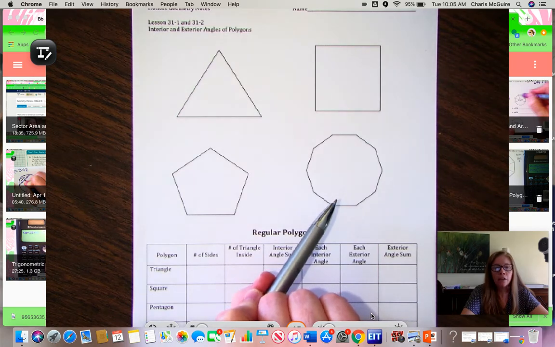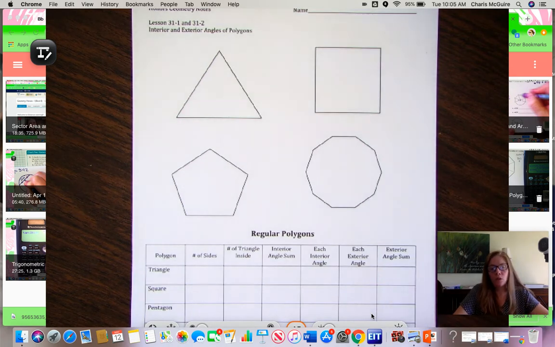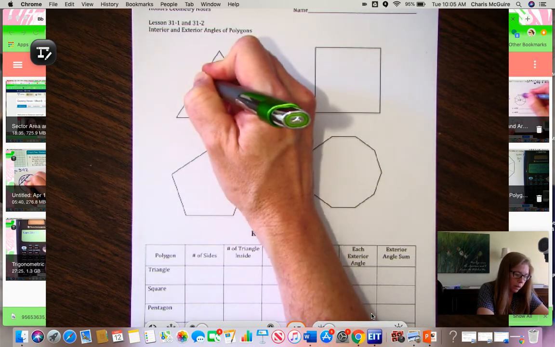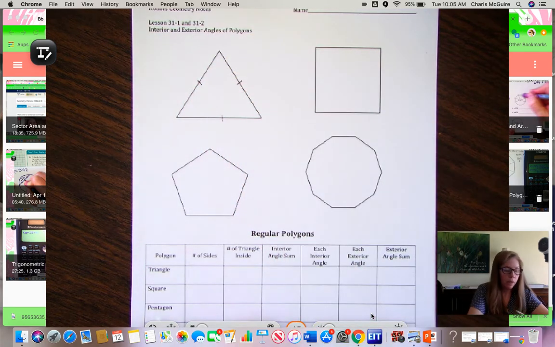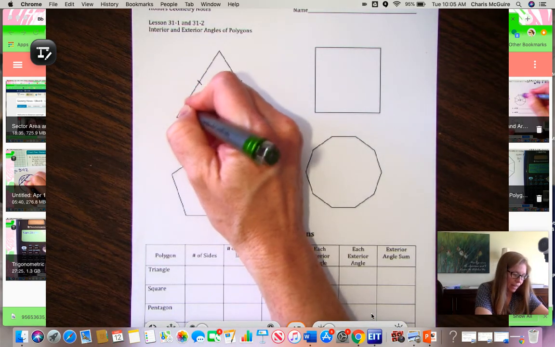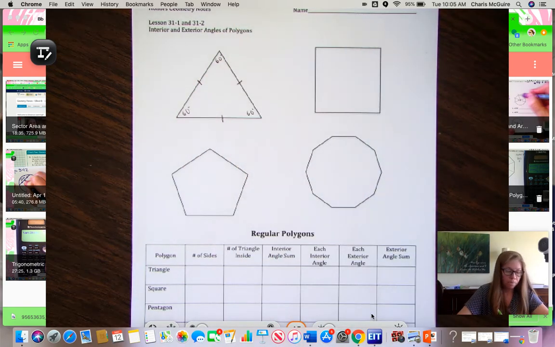We're going to take a look at these figures and fill in the chart below us. Our goal is to find out what's true about all regular polygons and how the interior and exterior angles relate to each other. We're going to start with our triangle. You know all of these sides are congruent, so we can put little tick marks on them. And you should know how big each angle is: 60 degrees. These are our 3 interior angles.